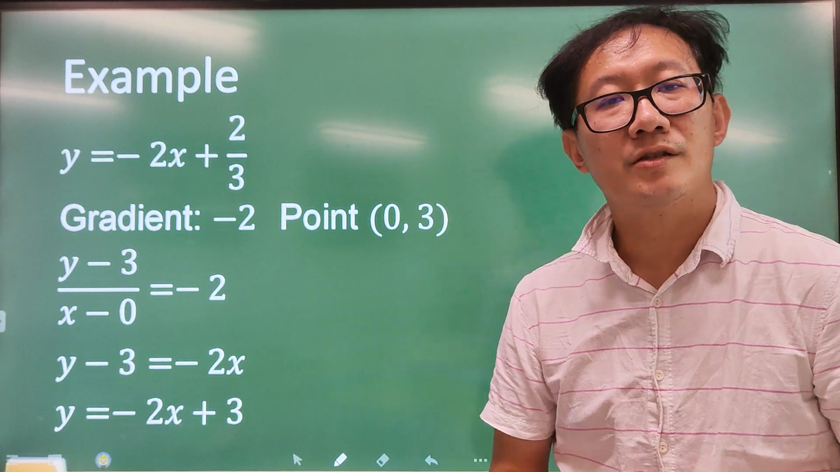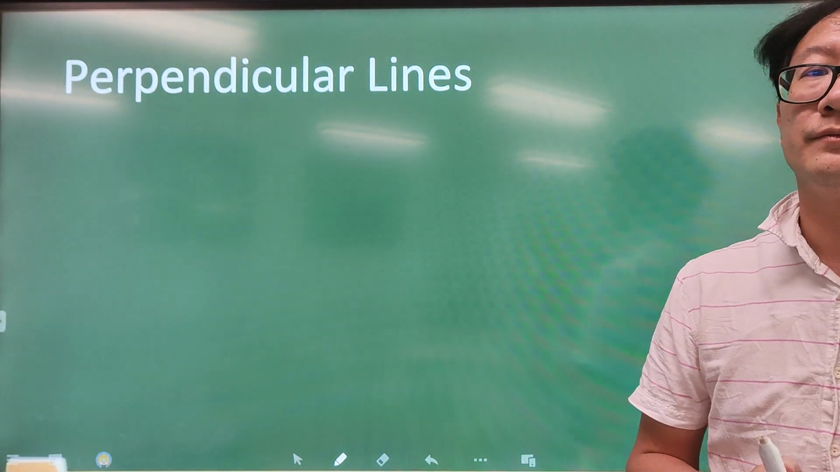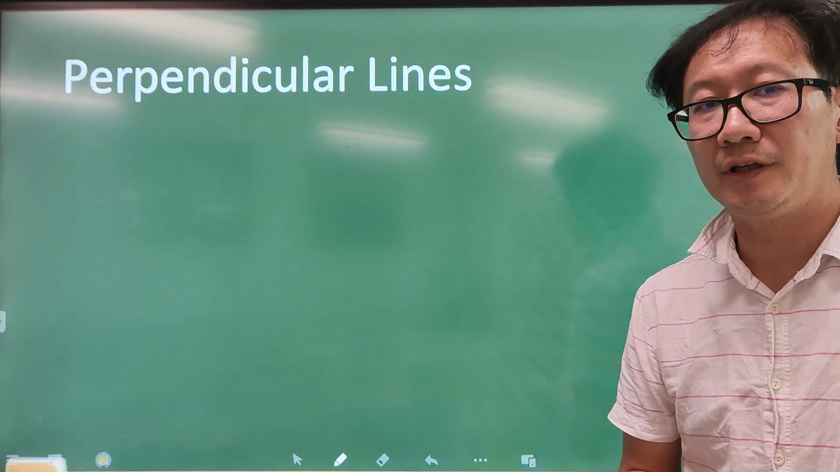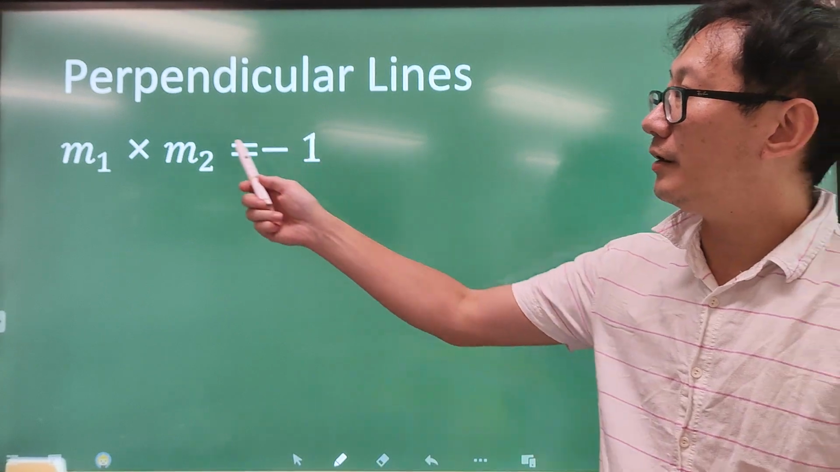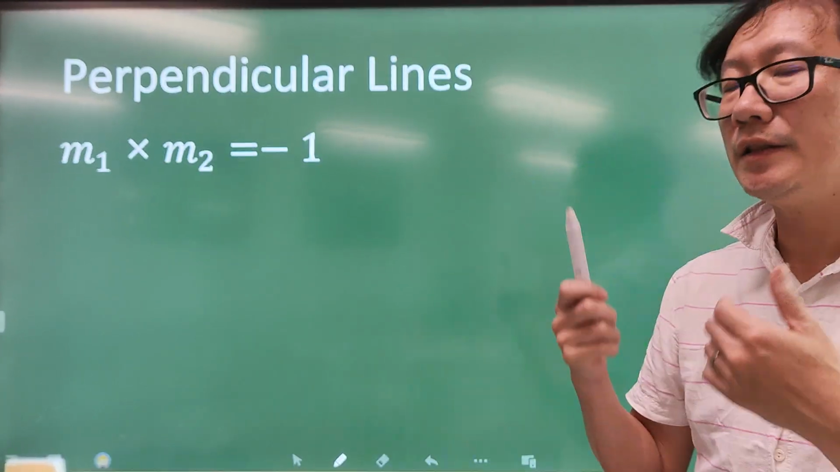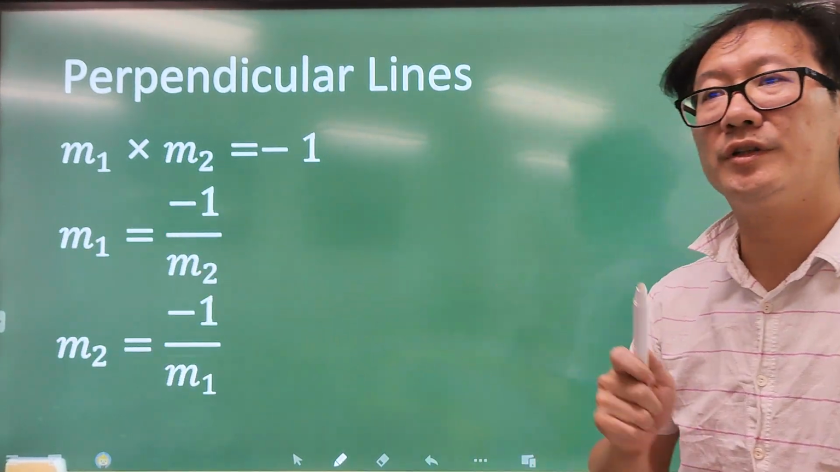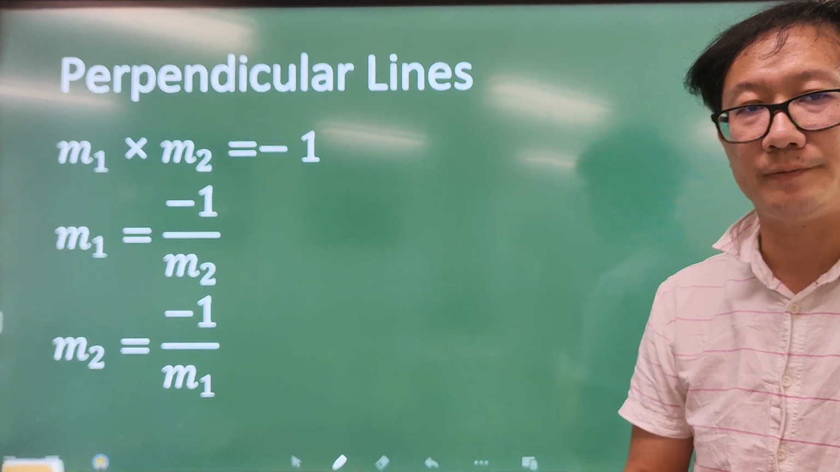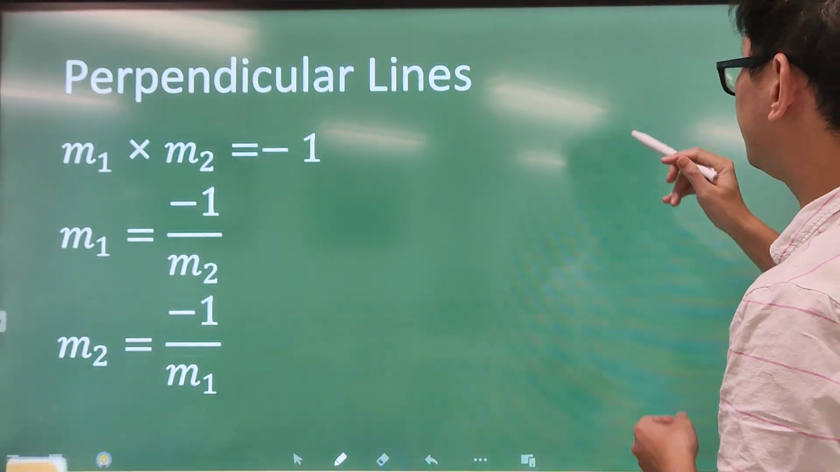Okay, next, let's look at perpendicular lines. If two lines are perpendicular, their gradients will have a product of negative 1. Another way to think of it would be they are the negative reciprocals of each other. Now, why is this true? Let's take a look.